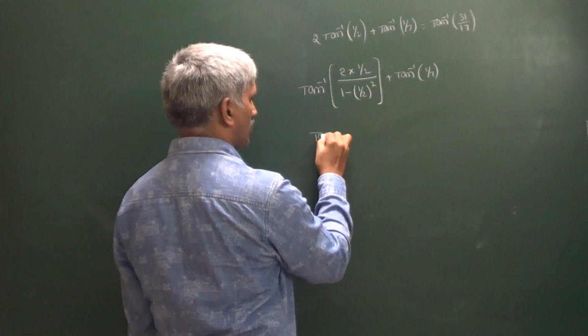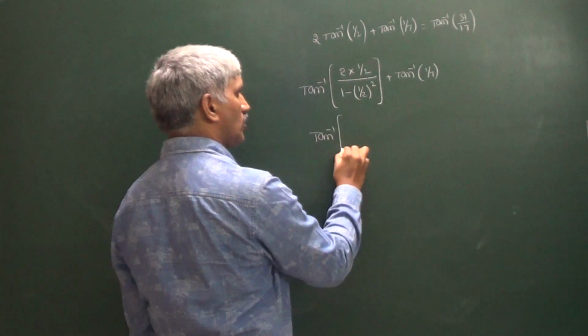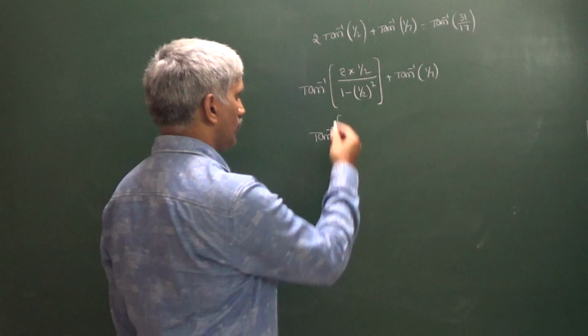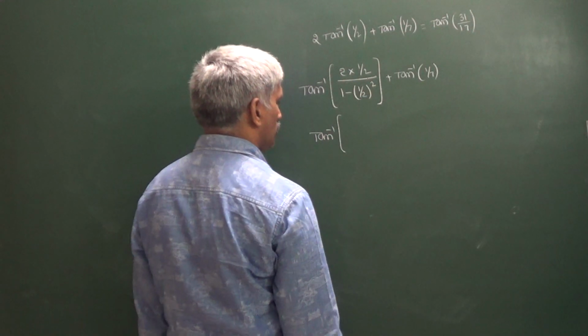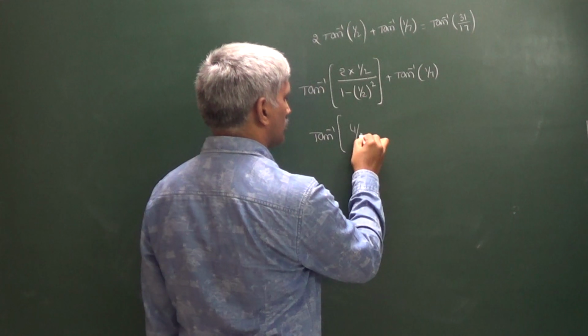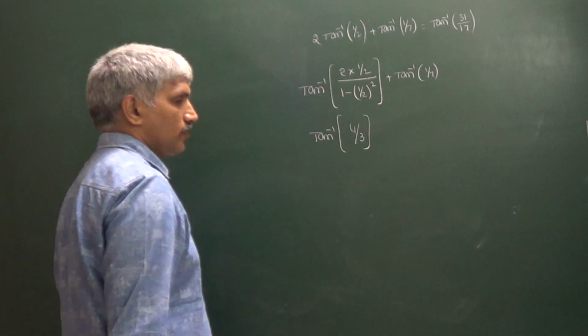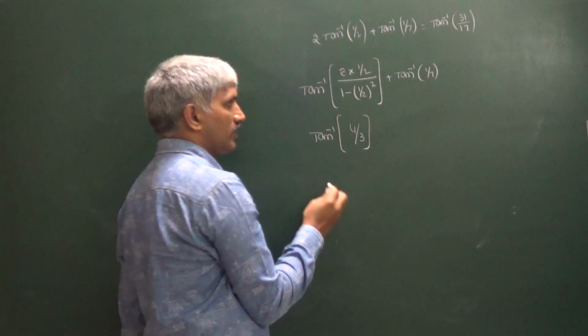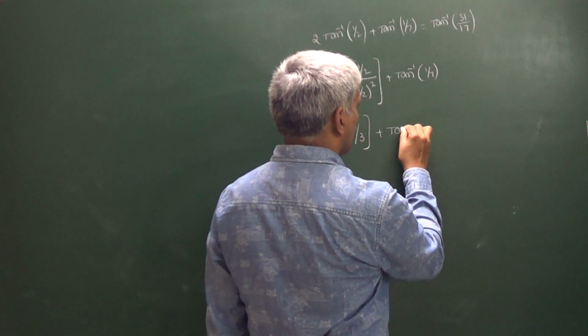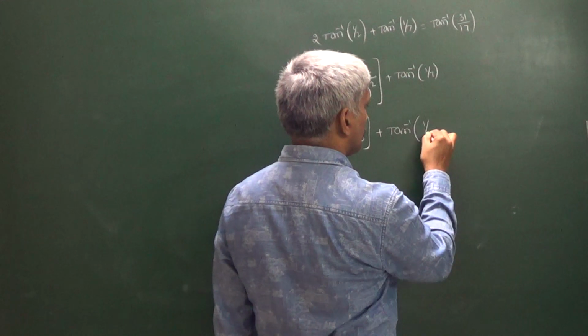Now again this we can write further as tan inverse of, so here 2 cancel, 1 minus 1 by 4 becomes 3 by 4, so we can write tan inverse of 4 by 3. 1 minus 1 by 4 is equal to 3 by 4 in the denominator, that's why. Plus tan inverse of 1 by 7.